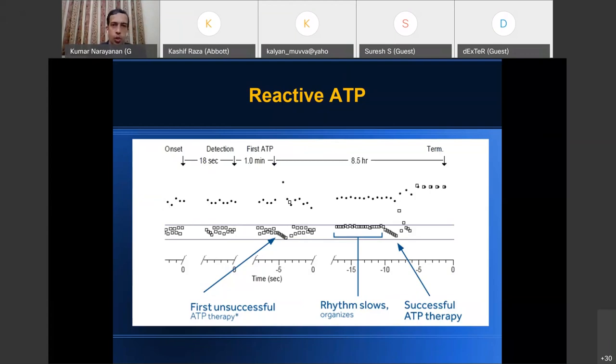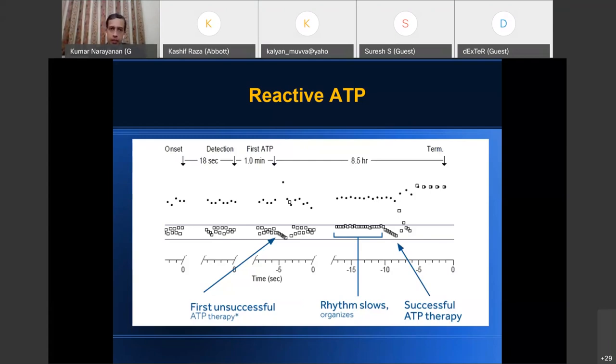So this shows you that the atrial rate is very fast. It's also very irregular, which is probably atrial fibrillation. So the device, based on the atrial rate and the regularity, detected an atrial arrhythmia and decided to give pacing. Now, anti-tachycardia pacing is typically delivered at a rate faster than your arrhythmia, right?